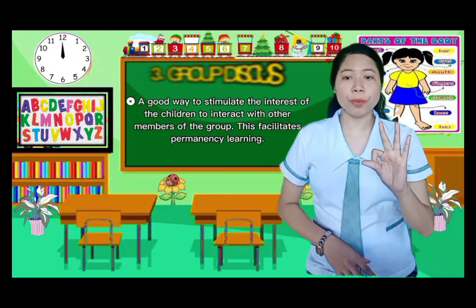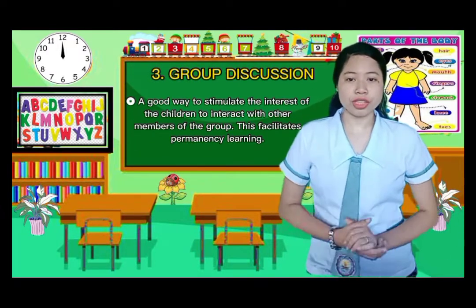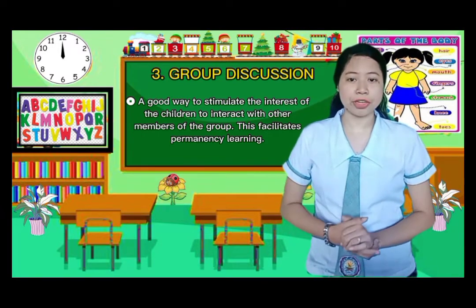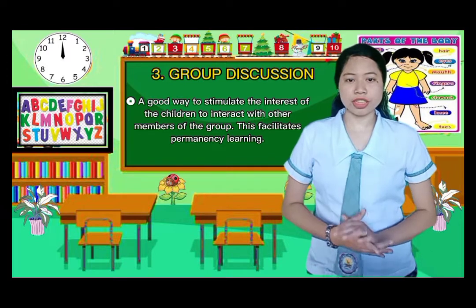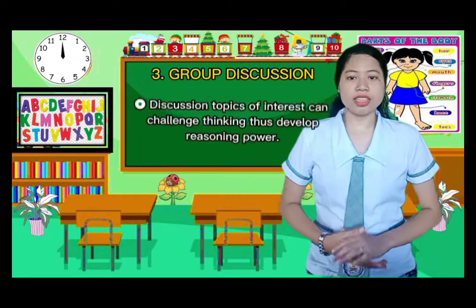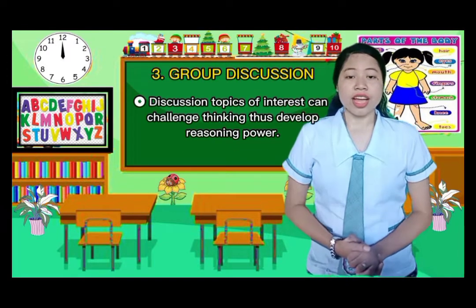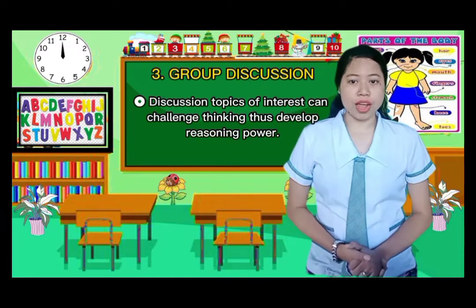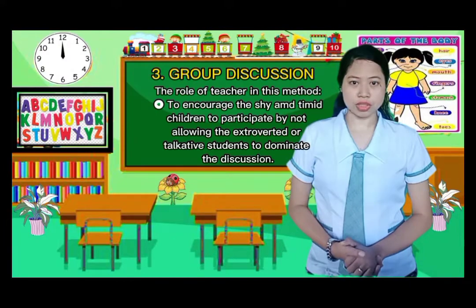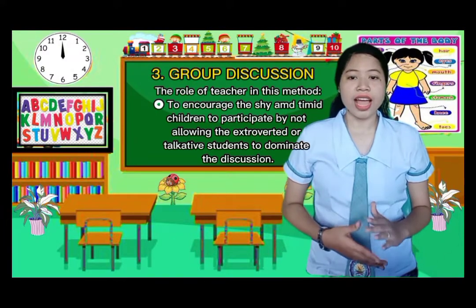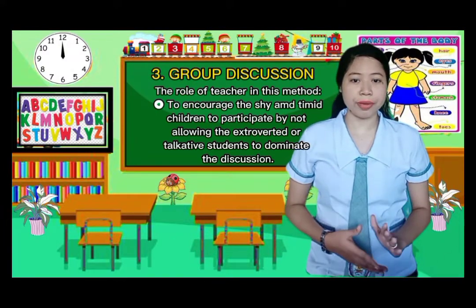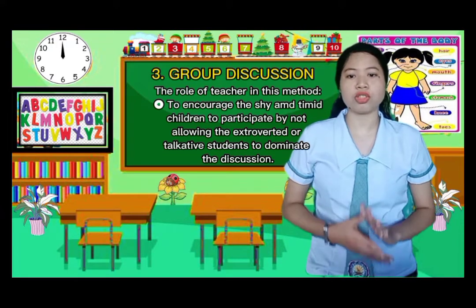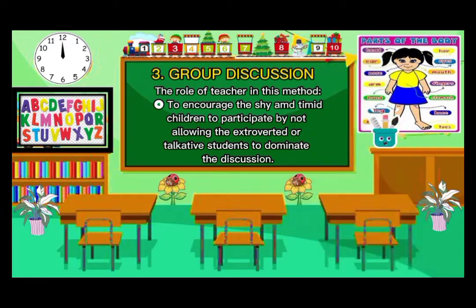Number 3 is group discussion, a good way to stimulate the interest of the children to interact with other members of the group. This facilitates permanency of learning. Discussion of topics of interest can challenge thinking, thus develop reasoning power. The role of the teacher in this method is to encourage the shy and timid children to participate by not allowing the extroverted or talkative student to dominate the discussion.